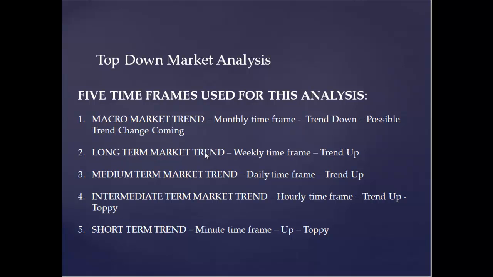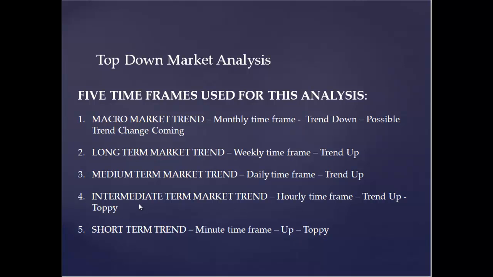Now the long-term market trend, the weekly time frame is used for this, and the current trend is up. And this is using the S&P 500, the SPX is what I use to measure this, because it's one of the broadest ETFs used. And the medium-term market trend, which is a daily time frame, the trend is up. The intermediate market trend, which is an hourly time frame, the trend is up, but starting to get a little toppy. And the short-term trend, which we use minute time frames and even tick charts, the trend is still up, but also getting toppy.